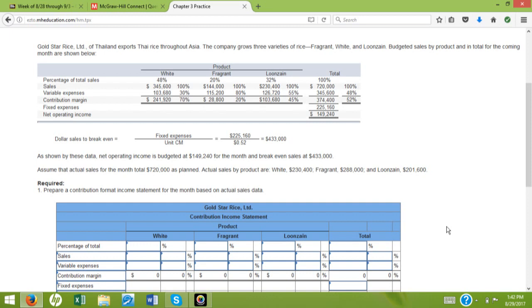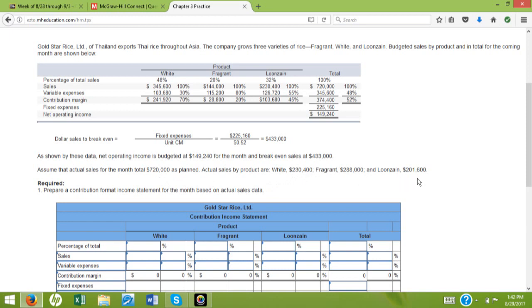So this says Gold Star Rice Limited exports rice throughout Asia. They have 3 varieties, fragrant, white, and lunzane. Budgeted sales are given, and we have a chart here with lots of information. We have dollar sales to break even formatted here, and here's our formula and the calculations. And then we are to assume the actual sales for the month are $720,000, and they break those sales up by the 3 crop types, white, fragrant, and lunzane.